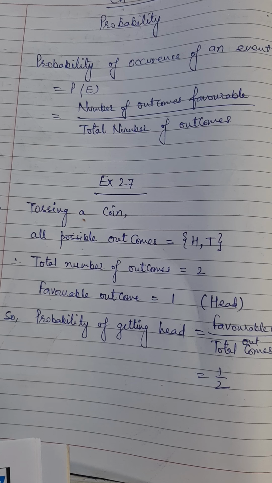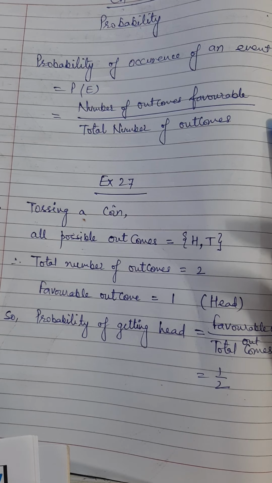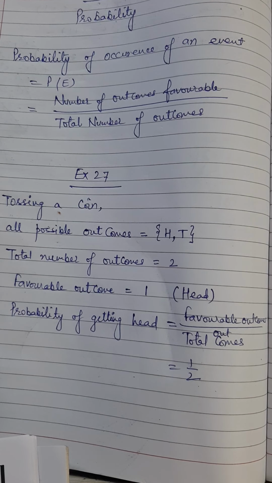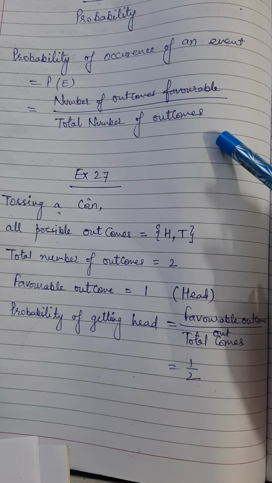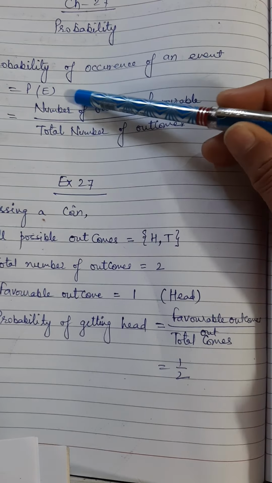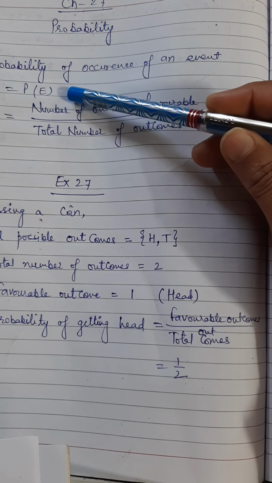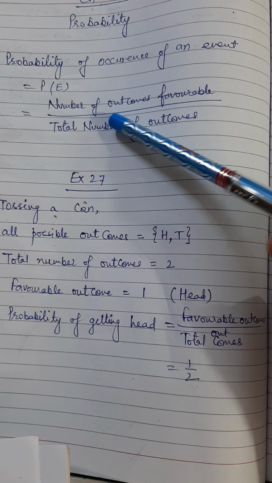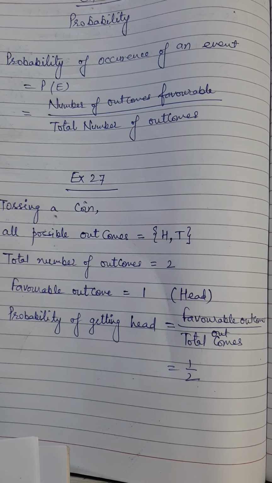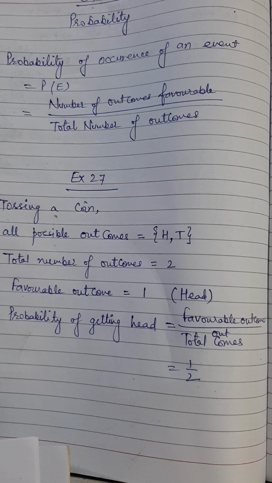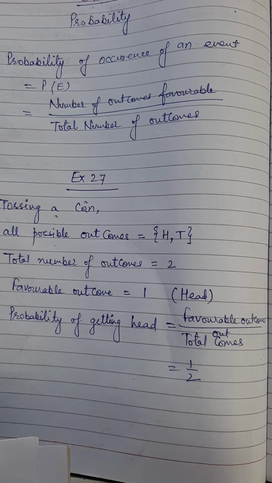Now we have a formula to find the probability of the occurrence of an event. This is the symbol to write the probability of an event, and the formula is like that: number of favorable outcomes upon total number of outcomes. This is the formula to find the probability of an event, right?